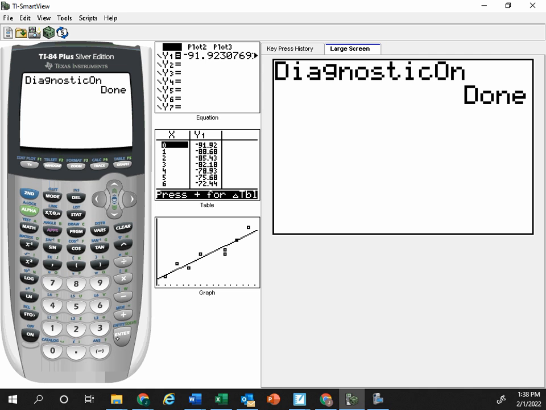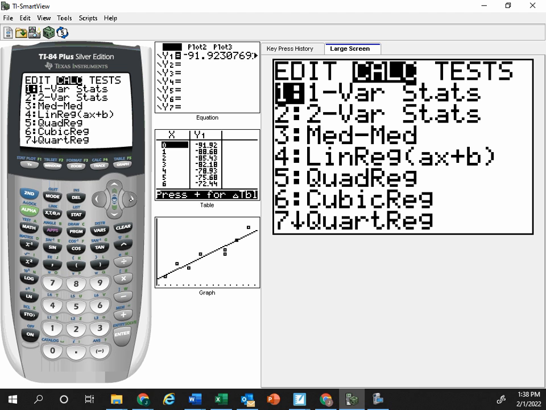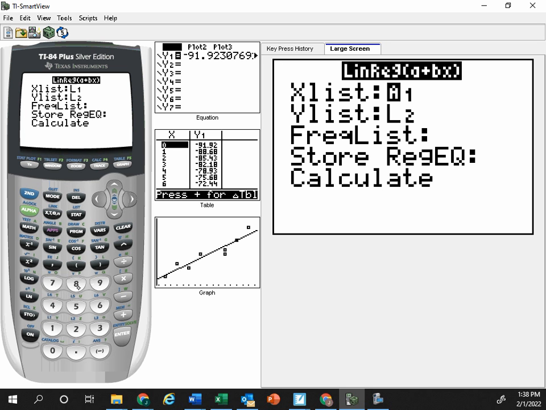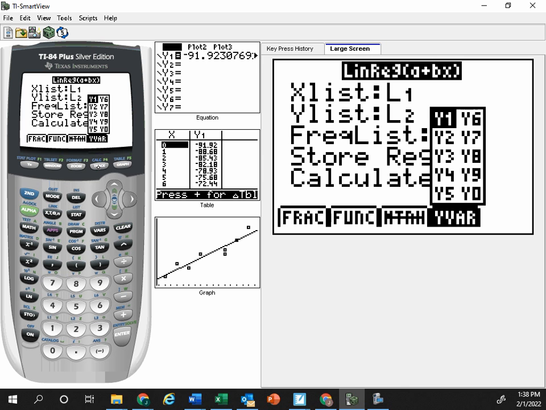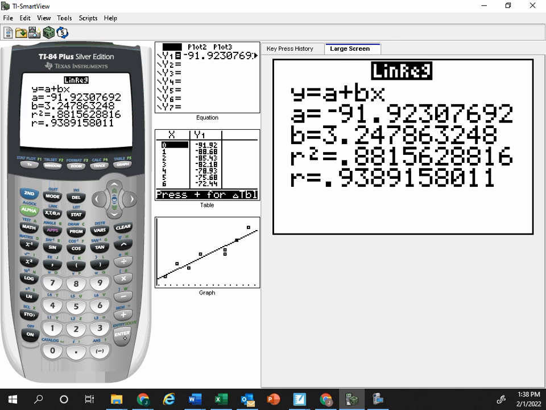And then we're going to do that regression again. So stat, calc, number 8. I'm going to store my regression equation again. Alpha trace takes me into the shortcut menu. Calculate. I have a lot more numbers. Let me pause here for a second, make sure you guys are clear.